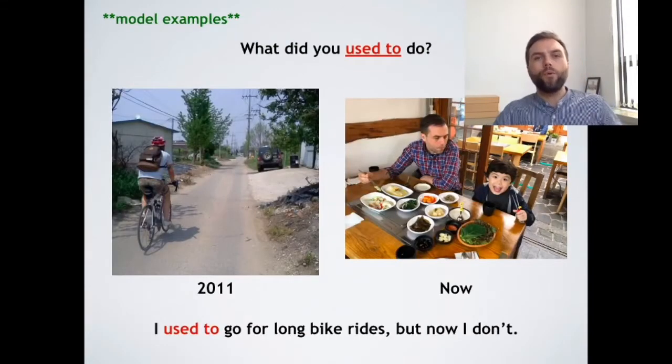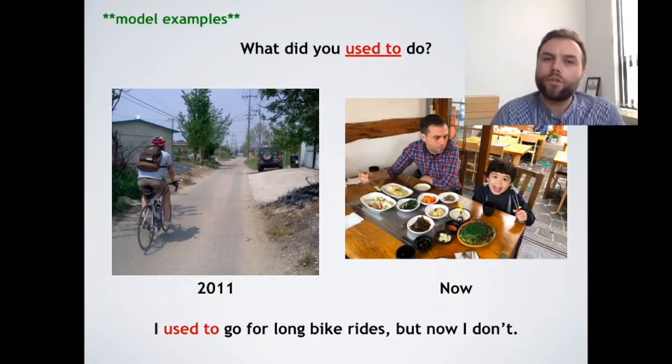Okay, so here are some more model examples, and these are clear photos that give you a specific kind of model or example of the language in use. So the question is, what did you used to do? Now look at the picture in 2011 and now. What am I doing that's different? Okay, so in 2011, I'm riding a bike. And now I'm sitting in a restaurant eating food.